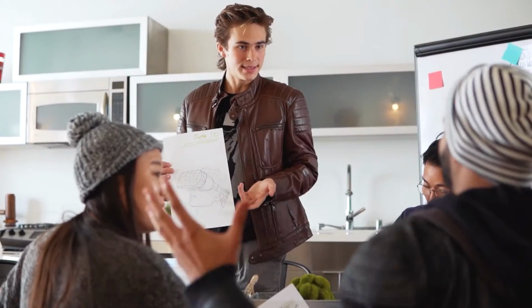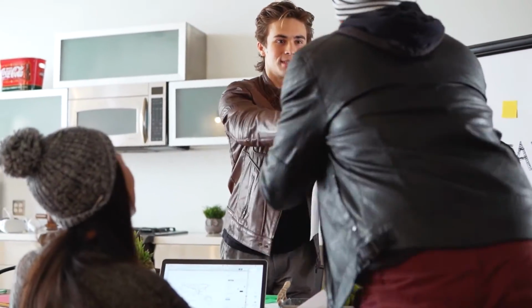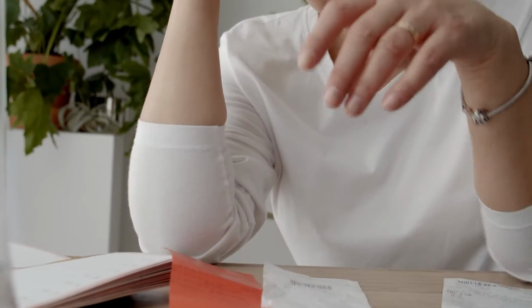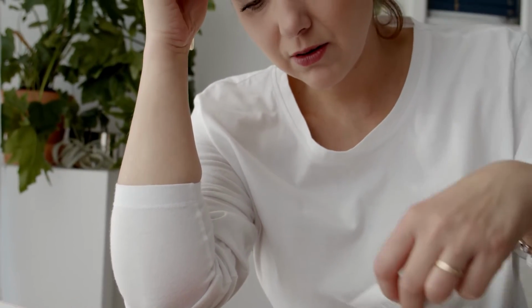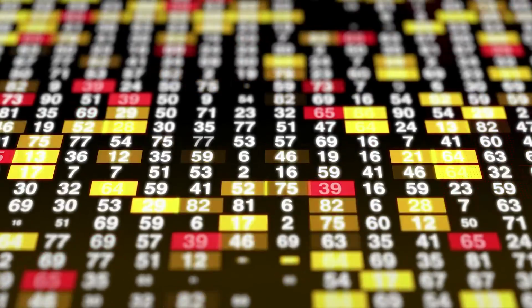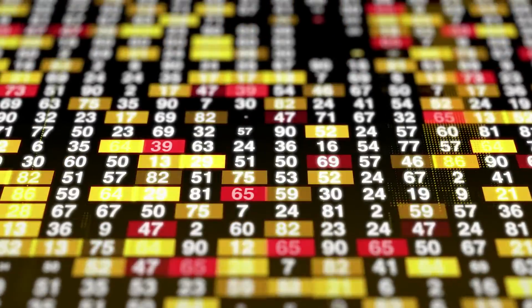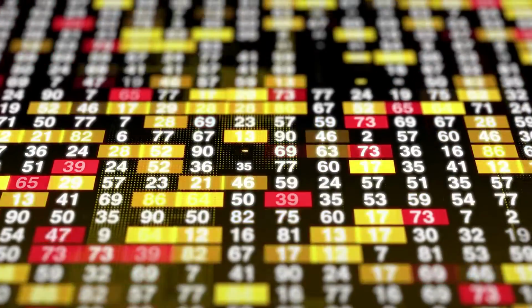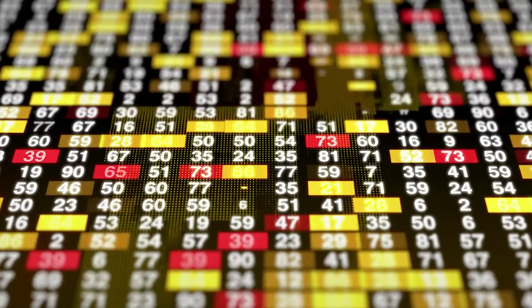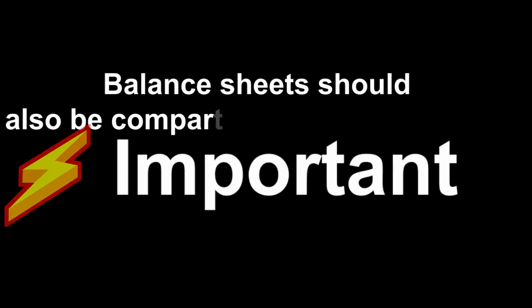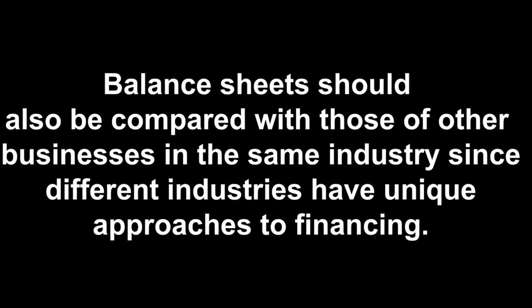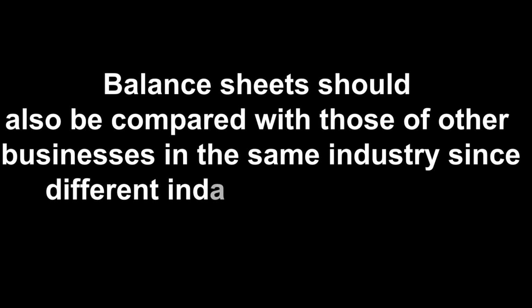All revenues the company generates in excess of its expenses will go into the shareholder equity account. These revenues will be balanced on the assets side, appearing as cash, investments, inventory, or other assets. Important: balance sheets should also be compared with those of other businesses in the same industry, since different industries have unique approaches to financing. Special considerations.